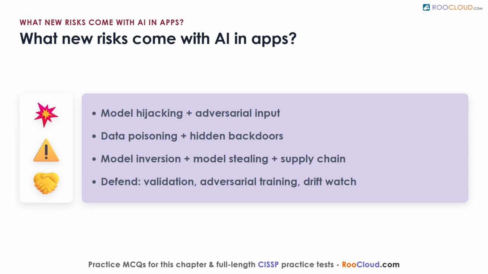They can poison the training data, slipping in malicious examples that corrupt what the model learns, and even plant hidden backdoors. They can invert a model to extract sensitive training data, or steal it outright by querying it enough to rebuild a copy. And they can strike the AI supply chain, compromising a pre-trained model or dataset before you ever integrate it. Your defenses are familiar in spirit: strict input validation, adversarial training, anomaly detection, watching for model drift, and fencing in what the model is allowed to learn in production.